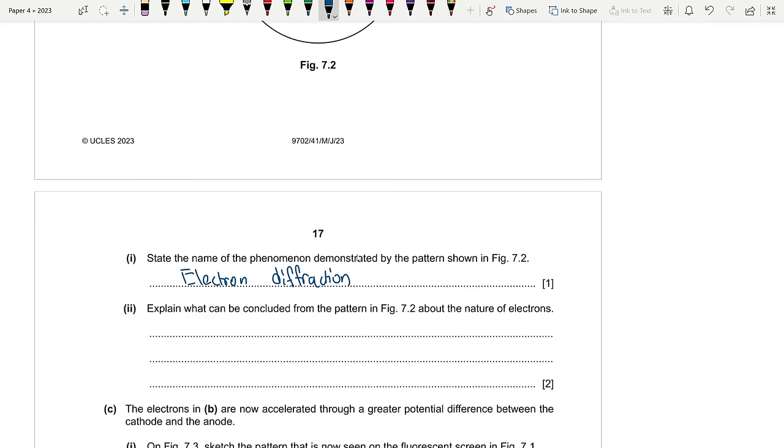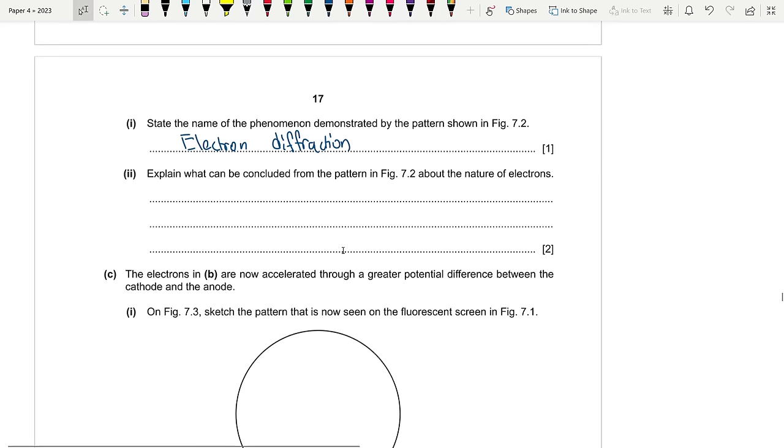And what can be concluded from the pattern in 7.2 about the nature of electrons? So it can be determined that electrons are actually behaving as waves rather than particles. So this is how we write it. We have to say that the beam spreads out, indicating diffraction.